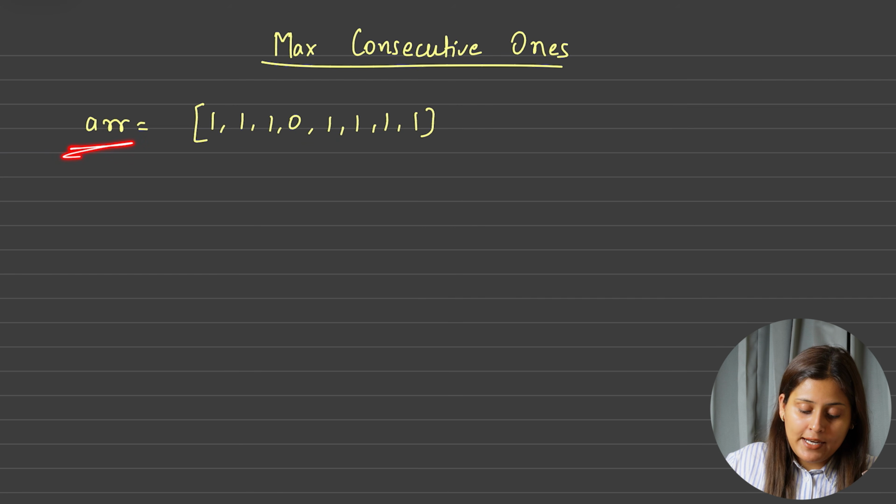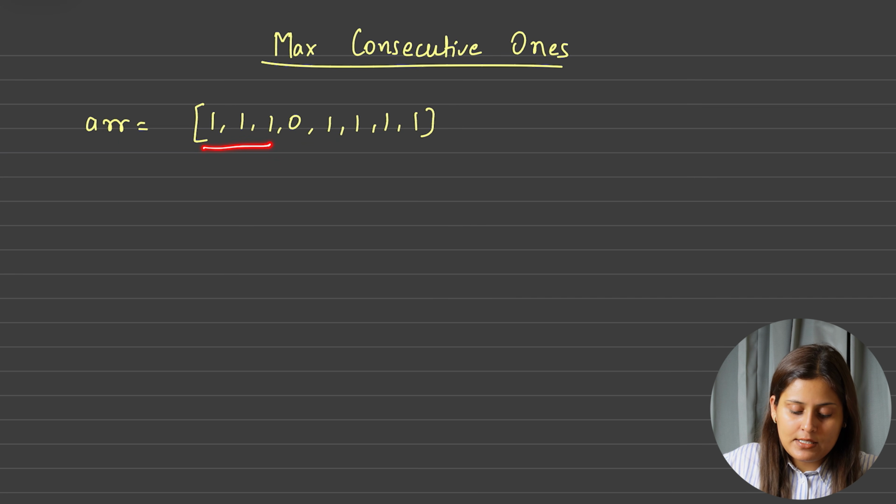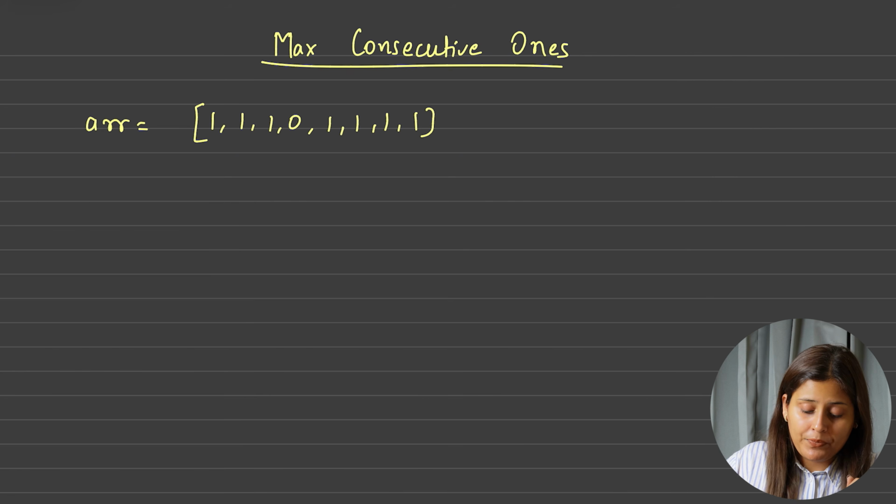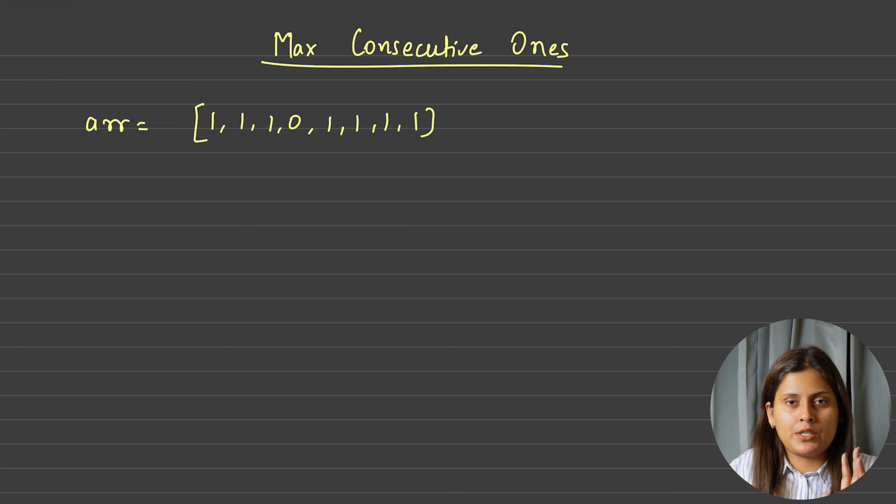So here is our input array. We will be given consecutive ones, in between a few zeros, and then again consecutive ones. You have to calculate all such runs of consecutive ones and then return the maximum out of them. Okay, let's see how we can think about the brute force approach in this case.